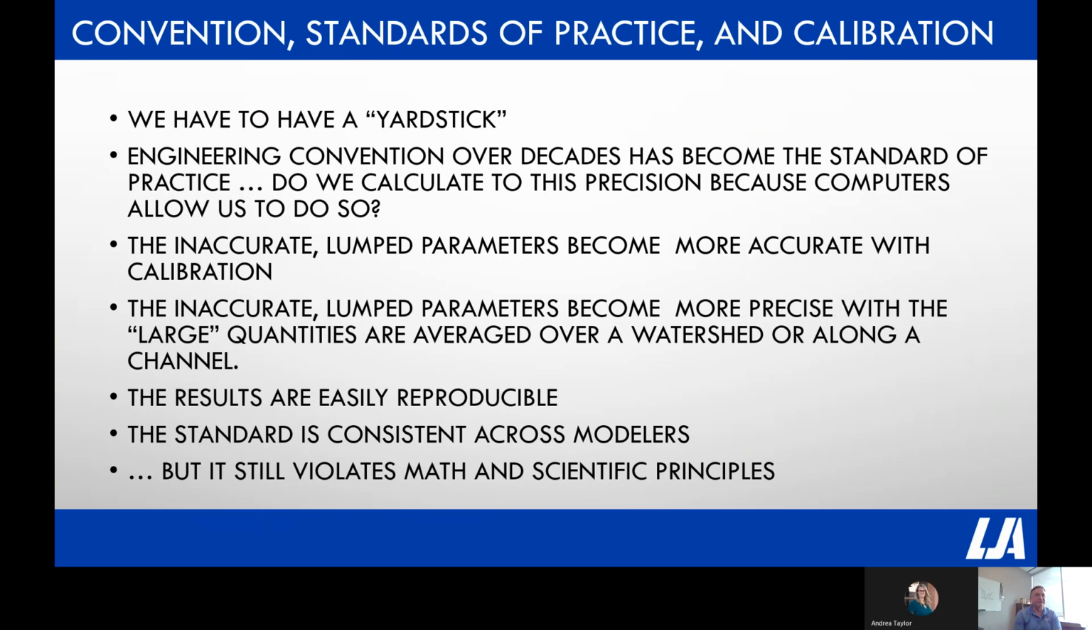We're not looking at it foot by foot. We're looking at the entire 100 square miles or 200 acres at a time. And then these inaccurate lump parameters, again, average out so we have better results that we can use for calibration and recreate observed events. Another good thing about these methods that we have standardized procedures on is they're easily reproducible from one engineer to the next, from one jurisdiction to the next. So we get consistent and standard procedures across different modelers, different engineering firms. But at the end of the day, it still violates the math and the chemistry and the scientific principles you learned back in high school.